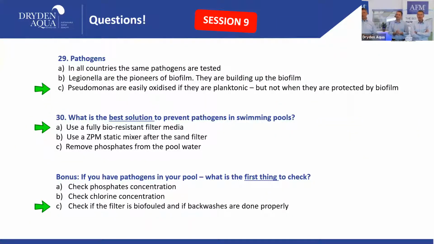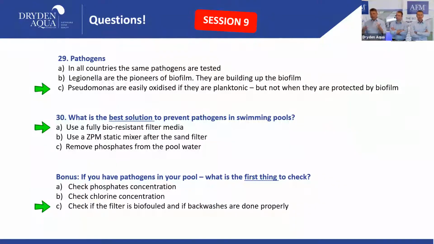Yeah, check really. If you have pathogens, usually it comes from the filter, and usually from inappropriate backwash problems. I wouldn't say it's impossible to have it with AFM. If you really lousy backwash your filter, you can have problems too. If you backwash reasonably, you will never have the problem. Phosphates is of course also something that you could check. And go to session number 9 if you have pathogens in the pool.